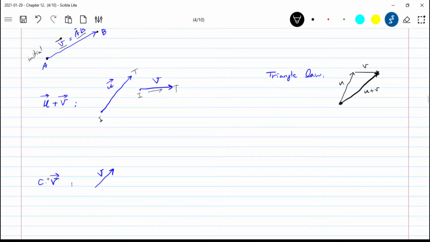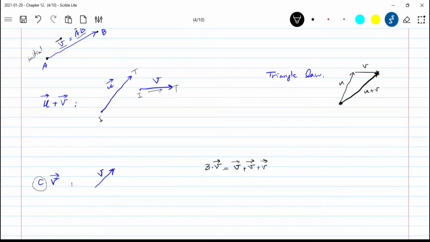How about if you have multiplication by a constant? This C is a constant, it's not a vector. It's some number like 3. For example, if they ask you to graph 3 times V, what does it mean? 3 times V in general means V plus V plus V. This is what multiplication means, right? You have V added to itself 3 times, so you get 3V.